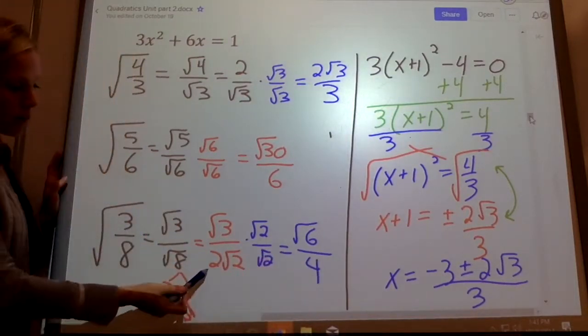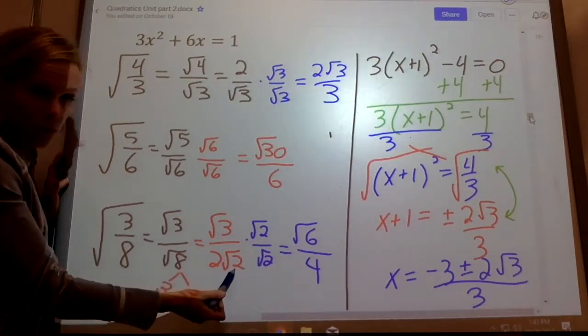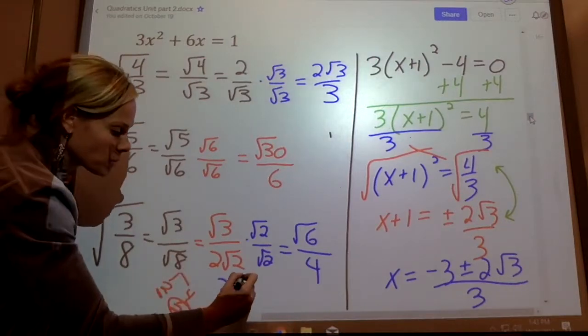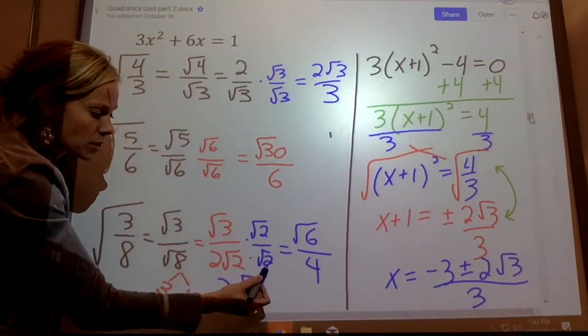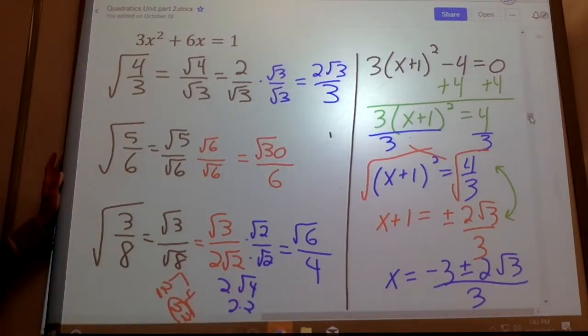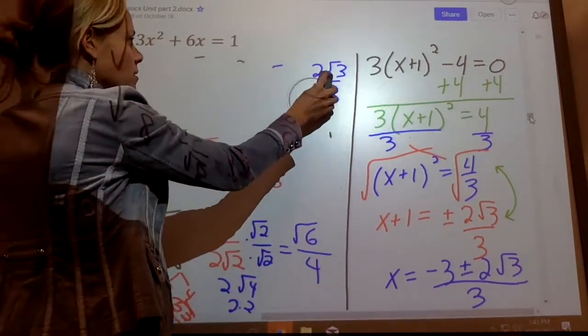How 4? Because I have a 2 times the square root of 4, which is 2. This is really 2 times the square root of 4. If I combine those, that's 2 times 2, which is 4. Okay. Try one more. Making sense though?